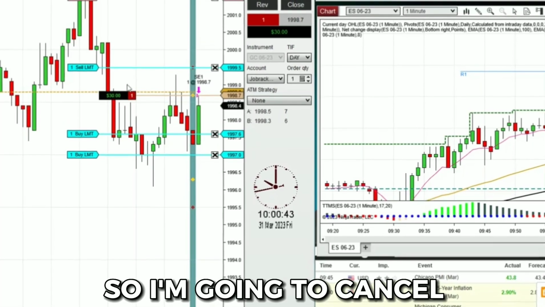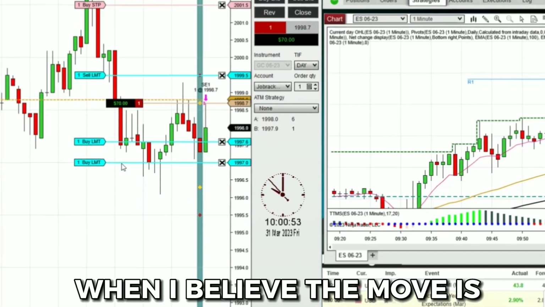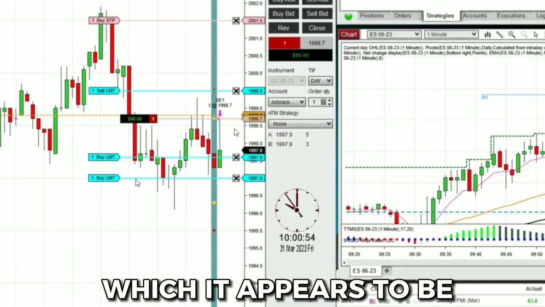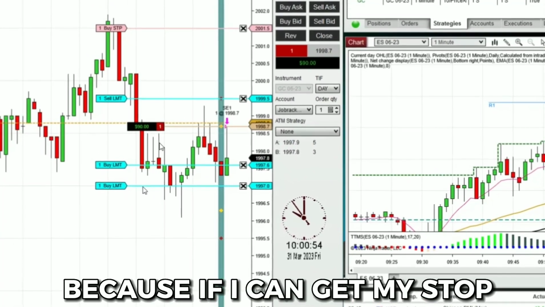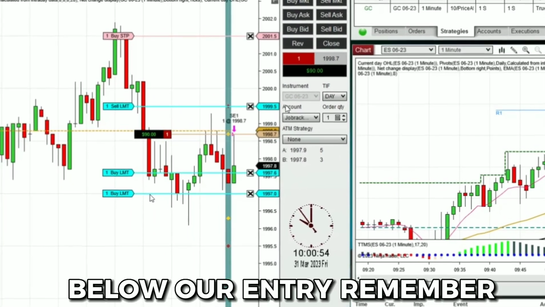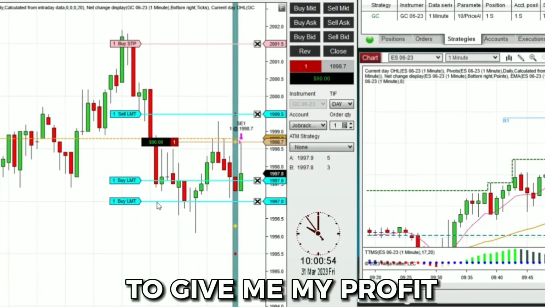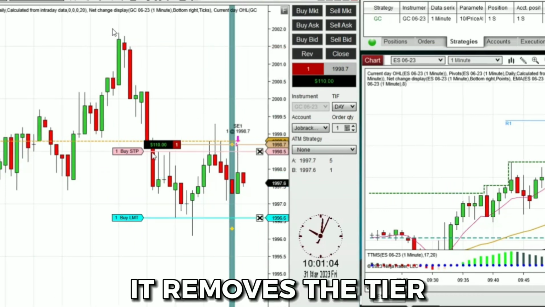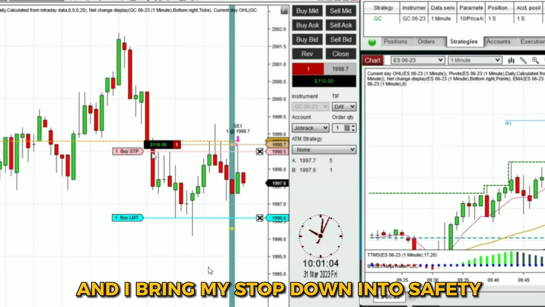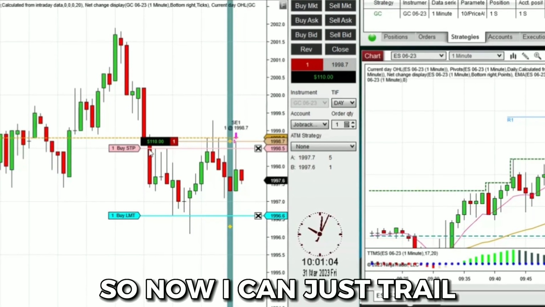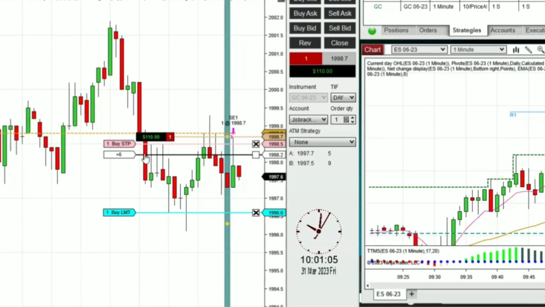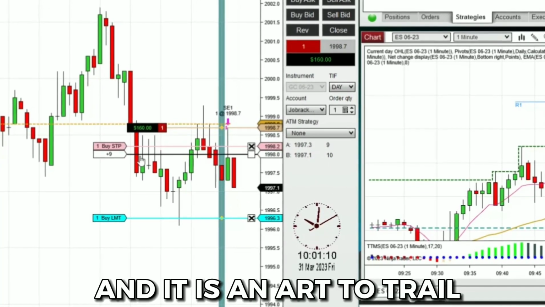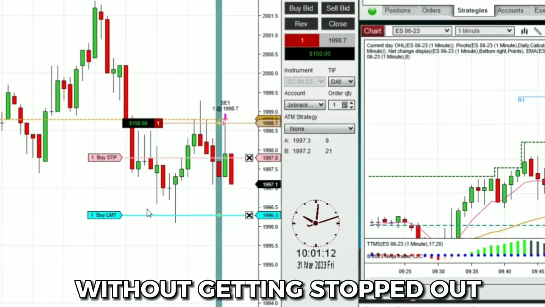I'm going to cancel that outer tier when I believe the move is now over to the upside, which it appears to be, because if I can get my stop below our entry, remember I'm short, that's what's going to give me my profit. So I'll click that cancel button, it removes the tier, and I bring my stop down into safety. Now I can just trail until I get taken out of the trade.